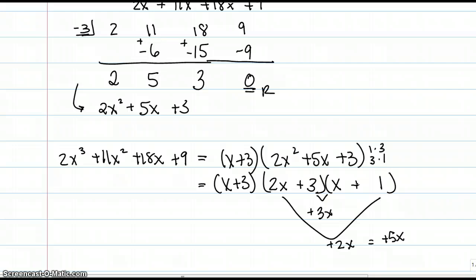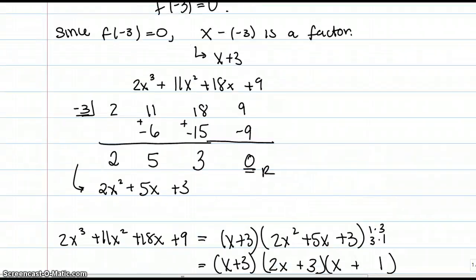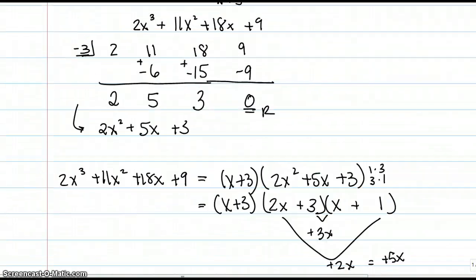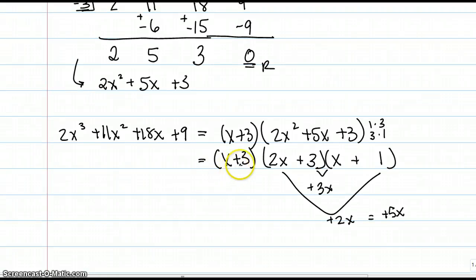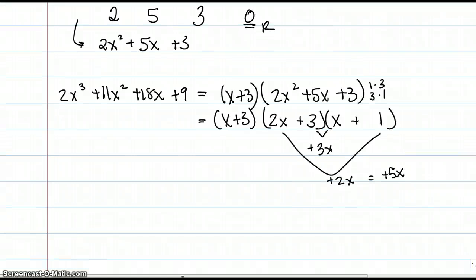So your final answer, when they say to factor a polynomial, which was our directions, is x plus 3, 2x plus 3, and x plus 1. Those are the three factors of the original polynomial. And so that is it for factoring a polynomial.